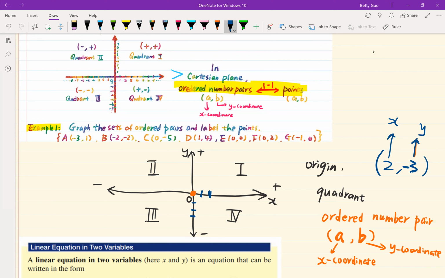So think about the two components describing the location of the point. The point is 2 units to the right of the origin, 3 units below the origin. So where do you think the point is supposed to be? This point, right? This point is defined by this ordered number pair, (2, -3).